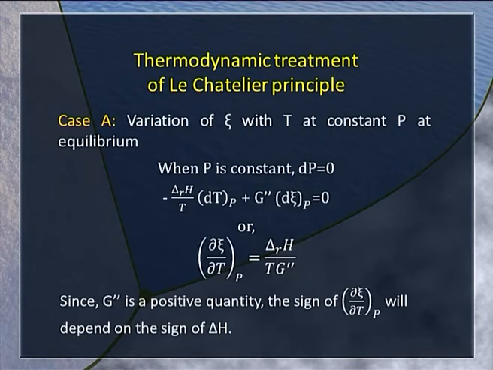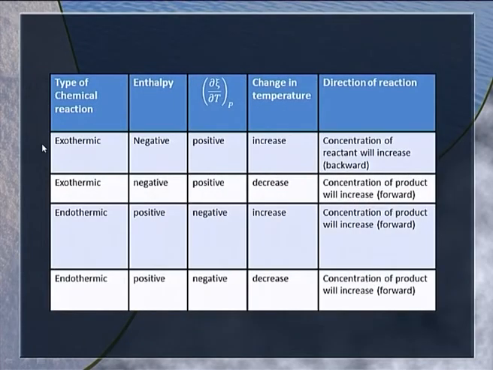Since G double prime is a positive quantity, the sign of ∂ξ by ∂T at constant pressure will depend upon the sign of ΔH. The term here will depend upon this term, because G double prime is a positive quantity and temperature is always a positive quantity. So, there is a direct dependency of the enthalpy on the change in extent of reaction with temperature. So, a table can be plotted where we ask which type of reaction we are talking about, exothermic, and enthalpy, we know that in exothermic reactions enthalpy is negative.